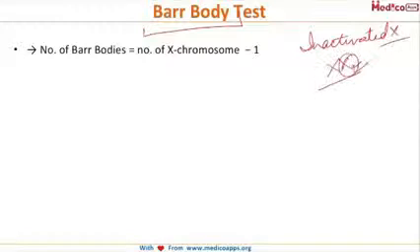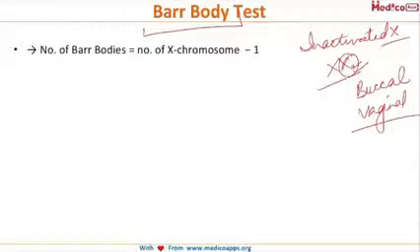So, in any individual in which two X chromosomes are present, one X chromosome is inactivated so that this excess of genetic material is not transferred to the individual. And this inactivated X chromosome is seen as a Barr body in the buccal smear, or in a female, if you take a vaginal smear, you can see these Barr bodies. So, as I told you, it is the inactivated X chromosome. The number of Barr bodies in any individual will be the total number of X chromosomes minus 1.